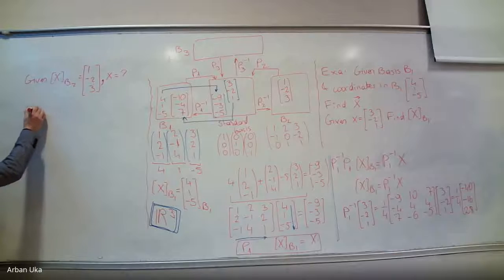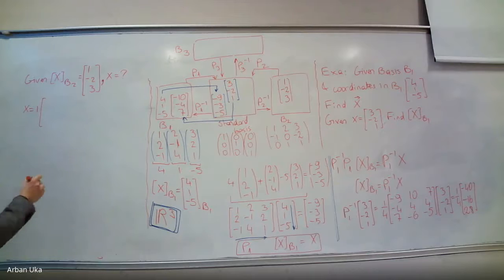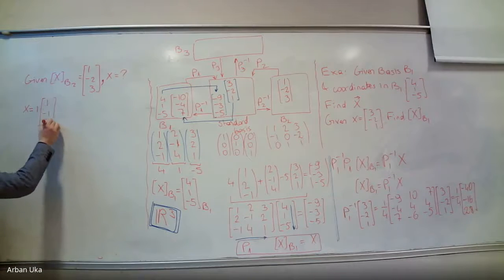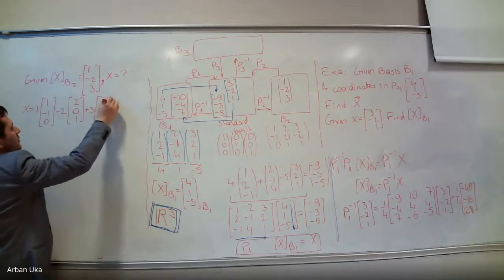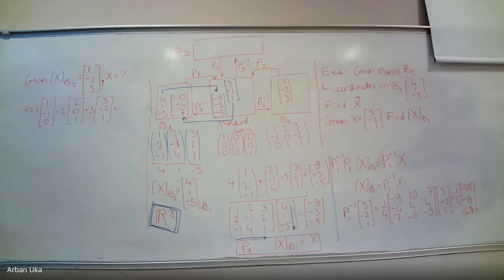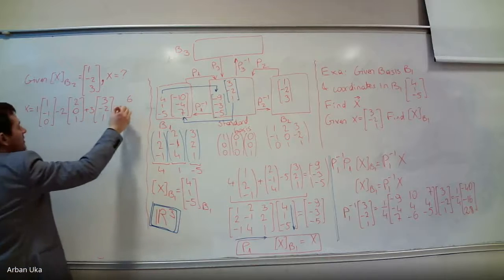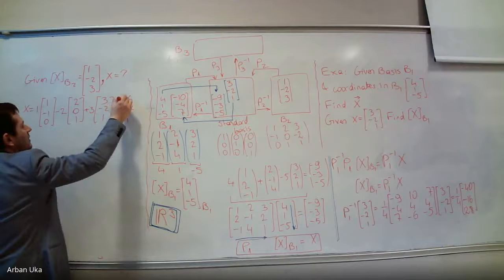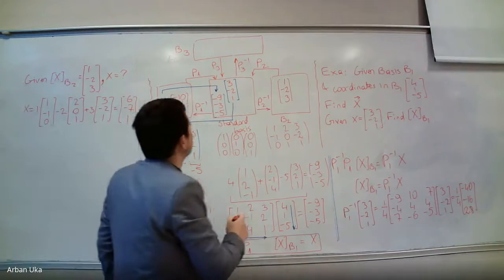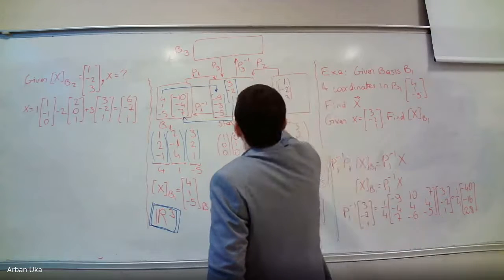1 times the first column in basis B2. Yes, 1, minus 1, 0. Times the second column in basis B2. And 3 times the third column, that is 3, minus 2, 1. And this is going to be equal to 1 minus 4 minus 3 plus 9, 6. Minus 1 minus 6 minus 7. And then we have minus 2 plus 3, 1, 6. So then, in the standard basis, this is 6, minus 7, 1.